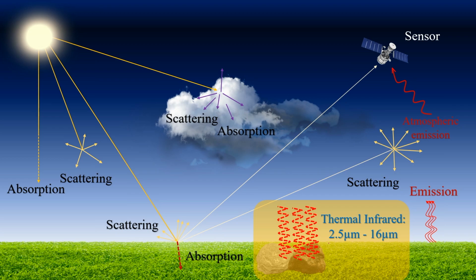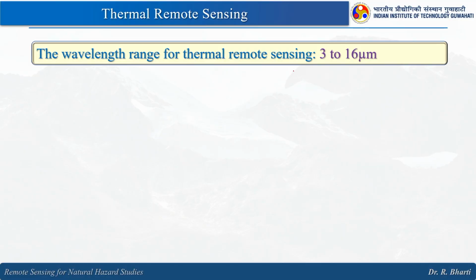Now, this particular slide explains thermal remote sensing also has the impact of atmospheric emissions, right. Since we are talking about this thermal wavelength which is 2.5 micrometer to 16 micrometer, in this region what we measure is the emitted energy by the target, and we will see in detail how we can utilize this wavelength to extract the information. The wavelength range for the thermal remote sensing is from 3 to 16 micrometer. However, I told you that 400 to 2500 nanometer is the reflective domain.